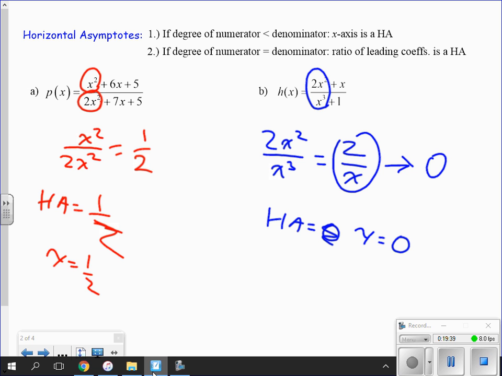So every time the numerator is smaller than the denominator? If the degree of the numerator is smaller than the degree of the denominator, the horizontal asymptote is 0. Every time. Because let's say this was x to the 10th. That would just make it happen faster. If it was 2 over x to the 8, it would just happen like that rather than taking a little while to get there. Does that make sense?